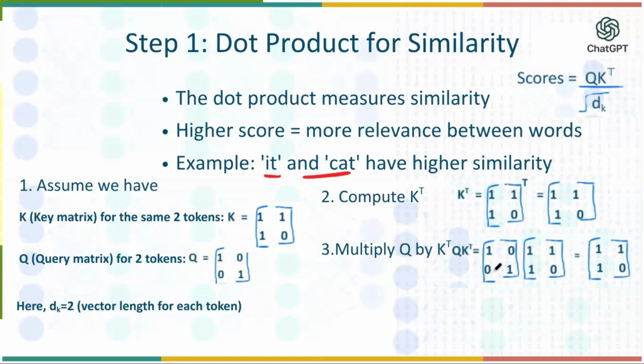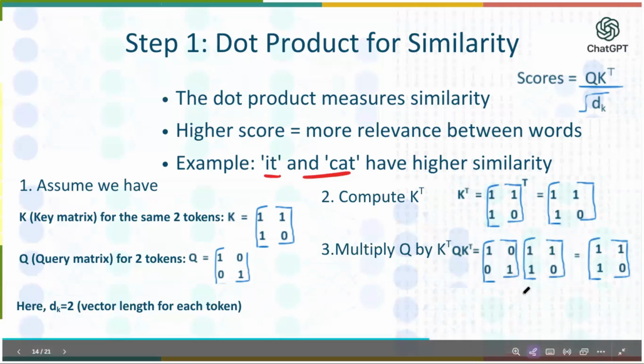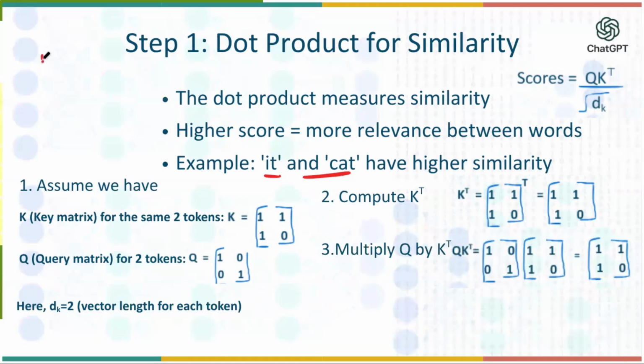So we multiply the Q by the transpose of K to obtain raw similarity scores. Each entry is a dot product between one query and one key. Each row of the score matrix shows how much the corresponding token focuses on, or attends to, every key in the sequence. So let us take the first query vector, that is 1, 0.